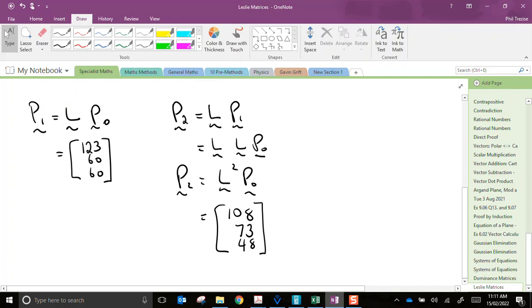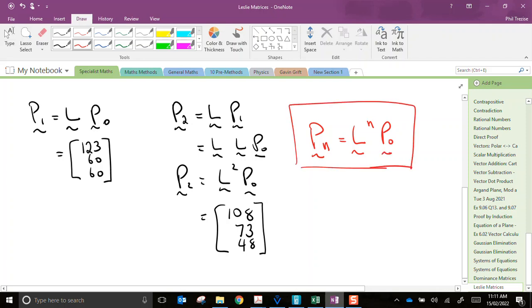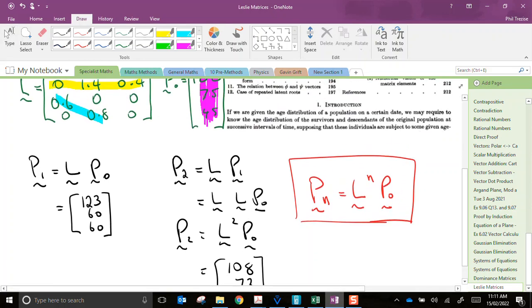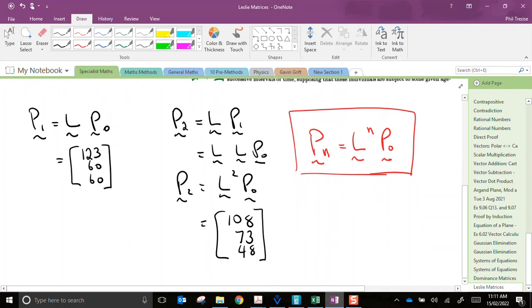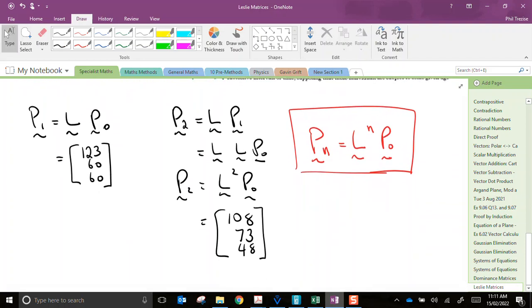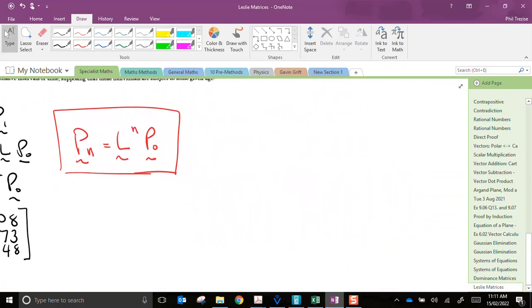Now, more generally speaking, we could write that population after n time periods is the Leslie matrix to the power of n multiplied by the original population vector. That's good. Now, we will find, I think, if we look at this example here, just looking at the younger ones, we went from 100 to 123 to 108. So the numbers are going up and down a little bit. If we jump ahead a long time, we will get, I think, a much more stable population.